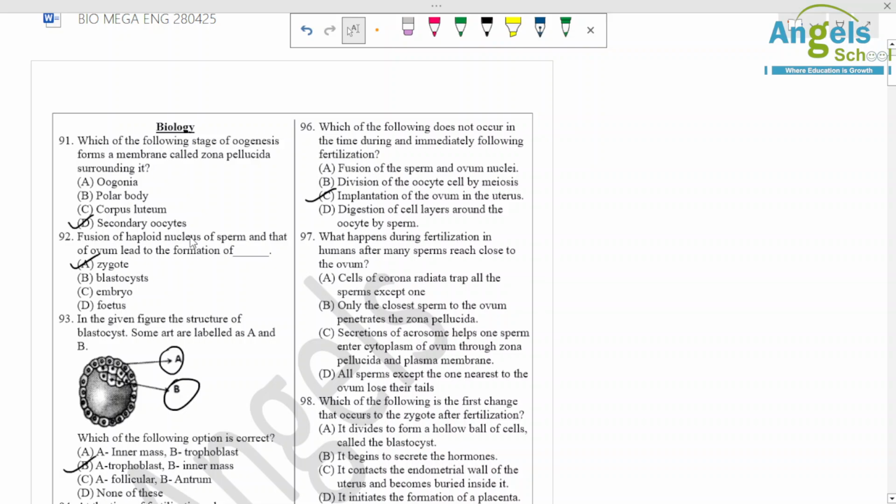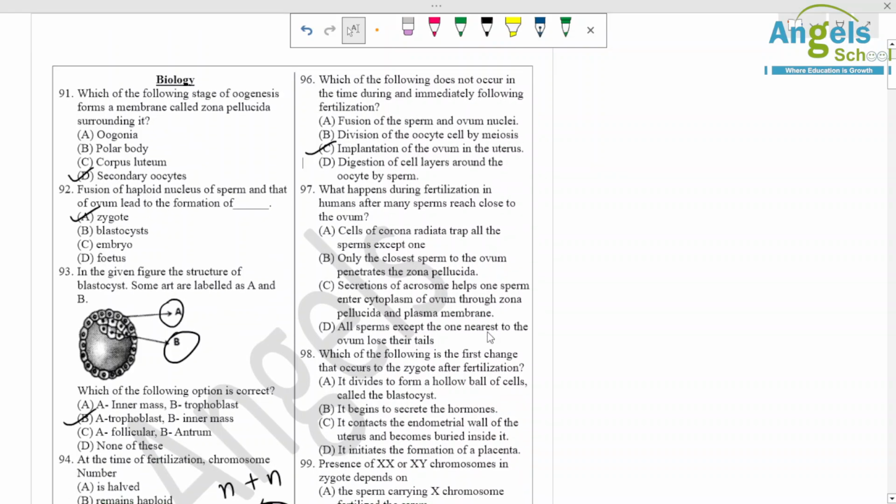And digestion of the corona radiata cell layer around the oocyte by sperm cells, so that the sperm can penetrate the ovum. Okay, so option C is correct. Option C does not occur during the time of fertilization.